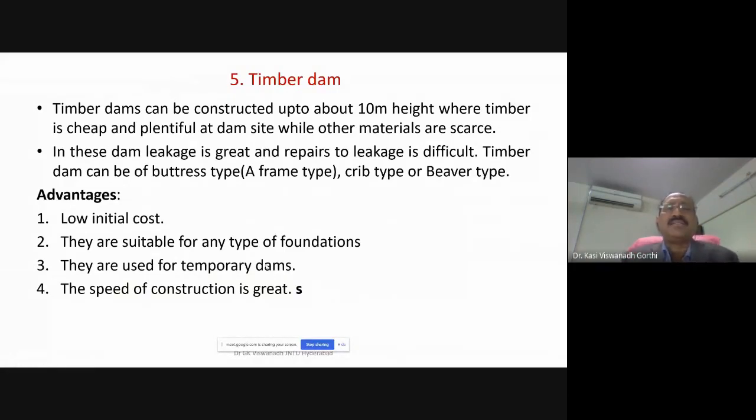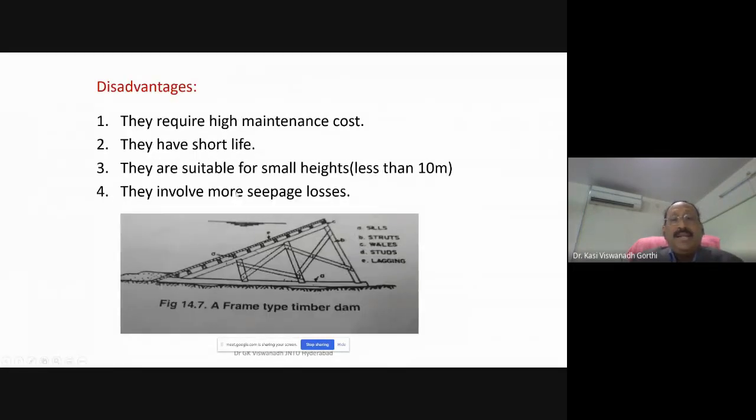Timber dam, the cost is so low, but the height cannot be more. Maximum 10 meters height may be useful. It is very temporary in nature, the timber dam. Maintenance is so high because timber is used coming directly in contact with water, so life is very short. Huge seepage loss will be there through these timber joints.